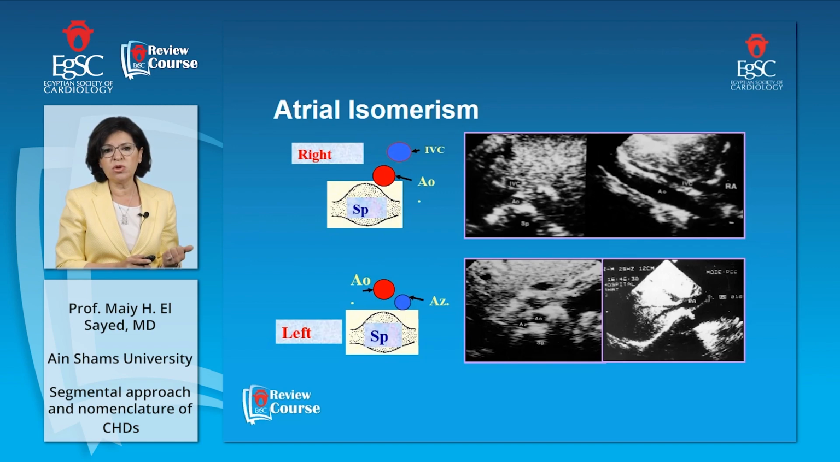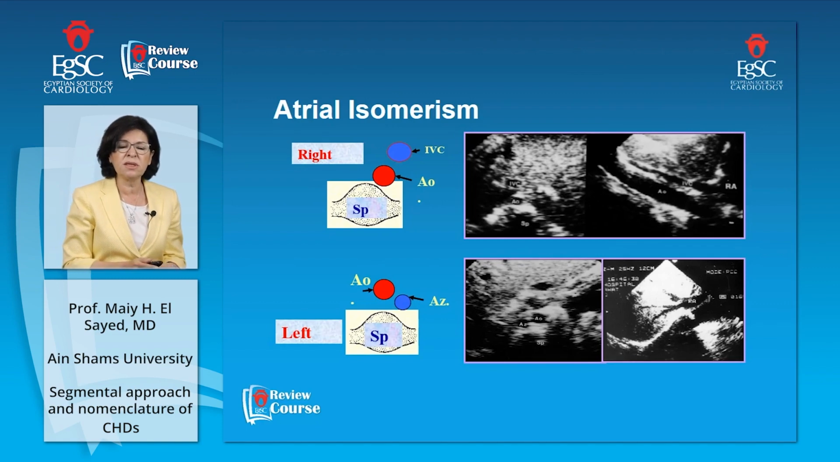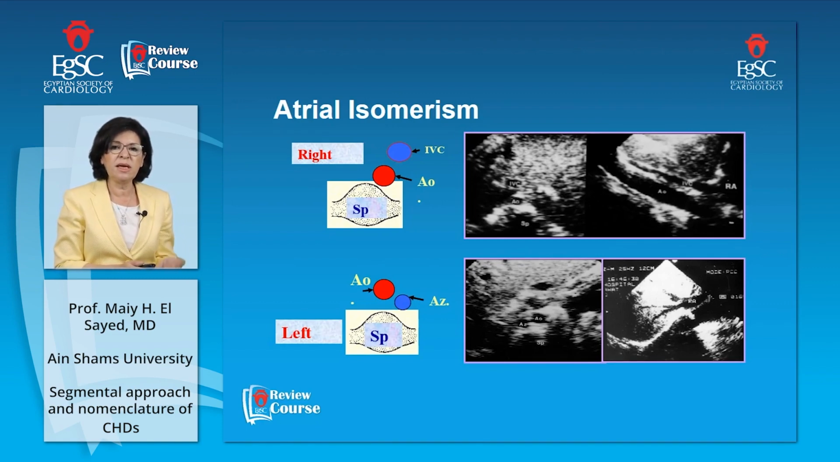In right isomerism, the inferior vena cava will be anterior, and in left isomerism, the inferior vena cava 99% would be absent. So there is an absent suprahepatic portion of the IVC with azygous continuation, and the azygous vein will appear as a posterior structure.